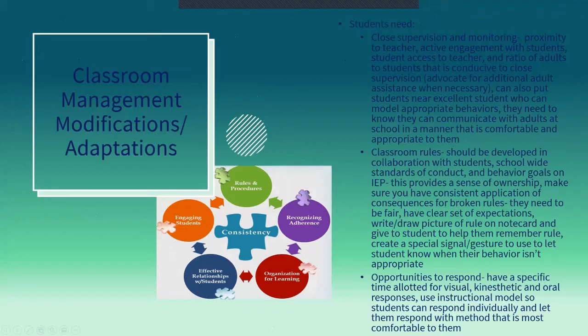So some classroom management modifications and adaptations that you'll want to implement into your classroom is close supervision and monitoring. You have to think about the proximity of the student to you as a teacher, their active engagement with students and their access to you, and then the ratio of adults to students that is conducive to close supervision. So when this isn't up to par, you need to advocate for additional adult assistance when necessary.